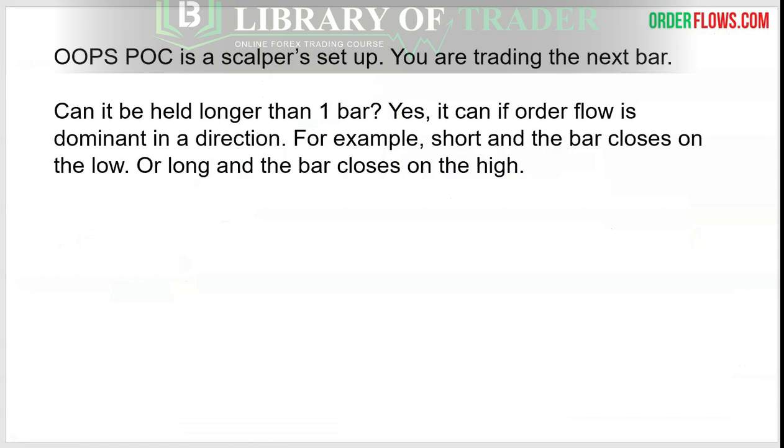Now, the OOPS POC is a scalper setup, right? You're trading the next bar or even the bar after that. Can it be held longer than one bar? Yes, it can if the order flow is dominant in a direction. Again, read what's happening in the order flow, right? That's why you use order flow, to keep you in trades longer. For example, if you get short and the bar closes on the low, or you get long and the bar closes on the high, and you're seeing imbalances coming in, by all means stay in the trade.